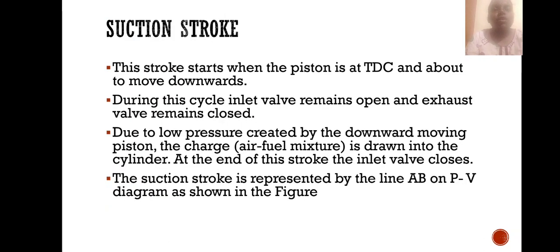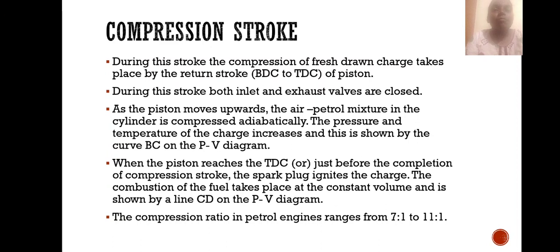The suction stroke. This stroke starts when the piston is at TDC and about to move downwards. During this stroke, the inlet valve remains open and the exhaust valve remains closed. Due to the low pressure created by the downward movement of the piston, the charge, that is the air-fuel mixture, is drawn into the cylinder. At the end of the stroke, the inlet valve closes. The suction stroke is represented by the line AB on the PV diagram as shown in the figure.